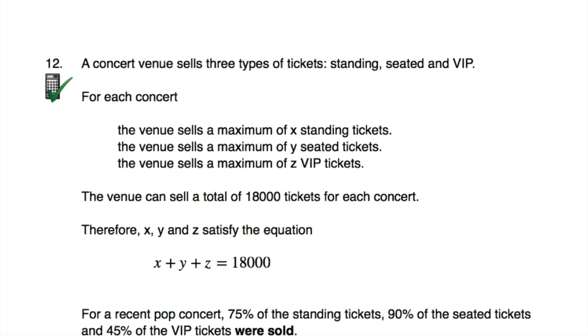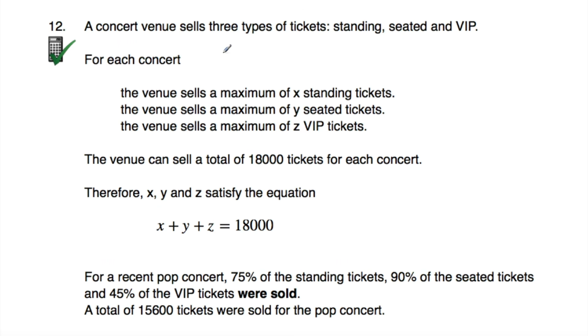Okay, let's look at our last question. Question number 12 says a concert venue sells 3 types of tickets: standing, seated and VIP. For each concert, the venue sells a maximum of X standing tickets, a maximum of Y seated tickets and a maximum of Z VIP tickets. And the venue can sell a total of 18,000 tickets for each concert. Therefore, X plus Y plus Z equals 18,000. So in other words, the maximum number of standing tickets plus the maximum number of seated tickets plus the maximum number of VIP tickets must equal a total of 18,000.